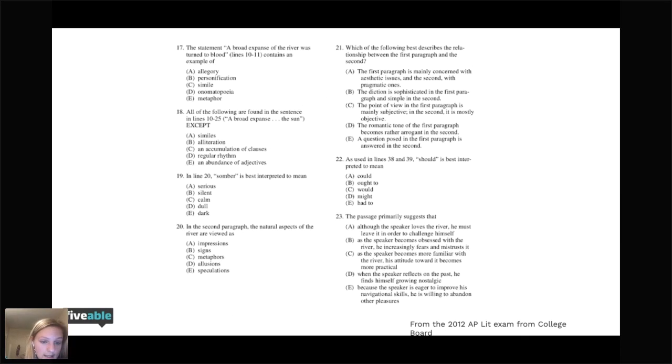In question 19, it talks about the word somber and what its best meaning is. With these kinds of questions, what I personally do is I take each of the answer choices and put it in place of the word in the phrase. So I would put serious in place of somber when I was reading the question, so I could make my best answer based off of that.